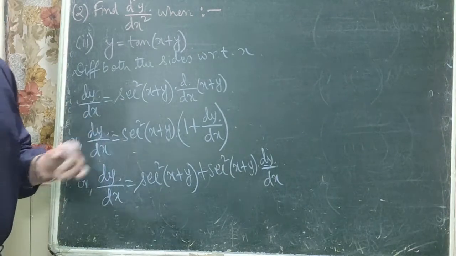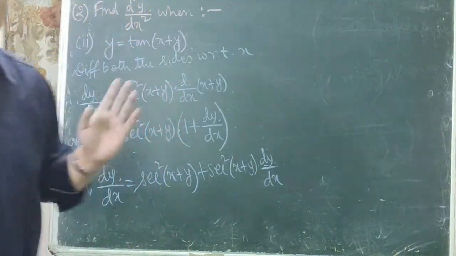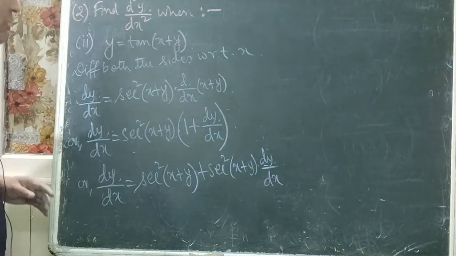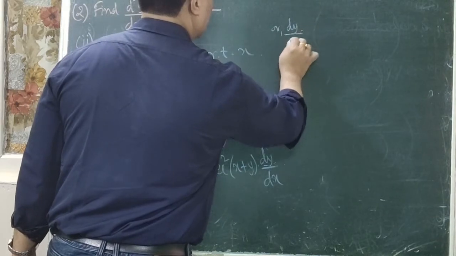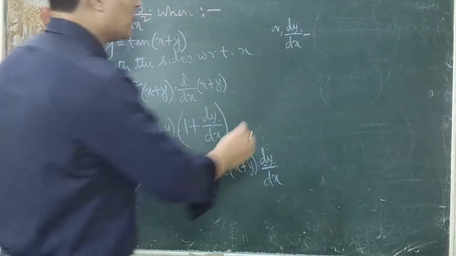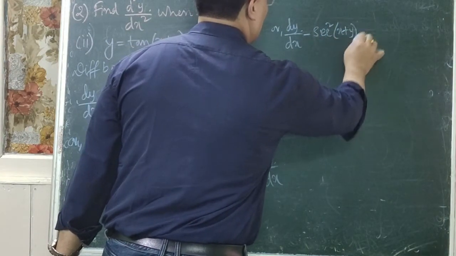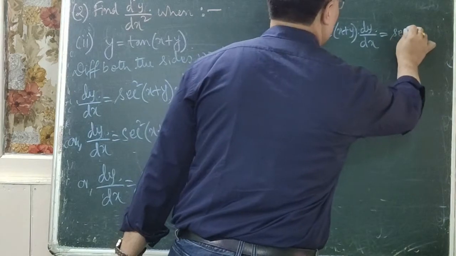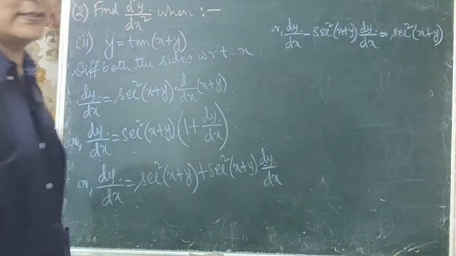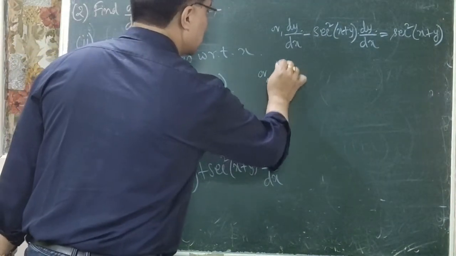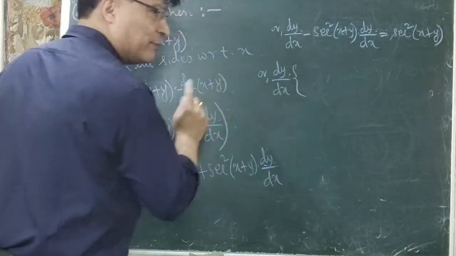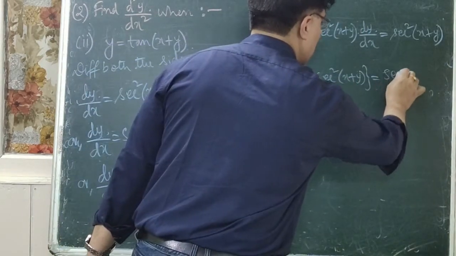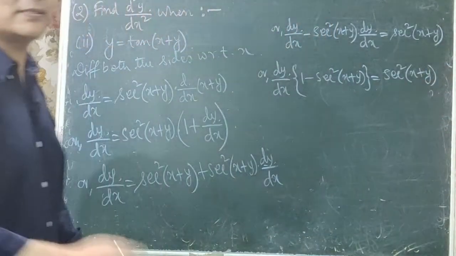Now in order to solve for dy by dx, you have to keep the terms containing dy by dx on the left hand side and all other terms on the right hand side. So now this is dy by dx minus sec square x plus y into dy by dx, which is equal to, on the right hand side, sec square x plus y. Is that clear? Now what is common in this case? Here dy by dx is taken common, so within the second bracket we have 1 minus sec square x plus y, which is equal to sec square x plus y. Is that clear to all of you?